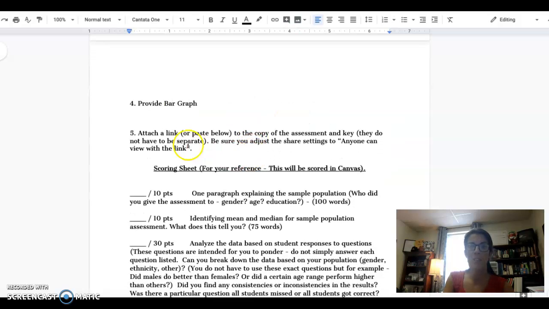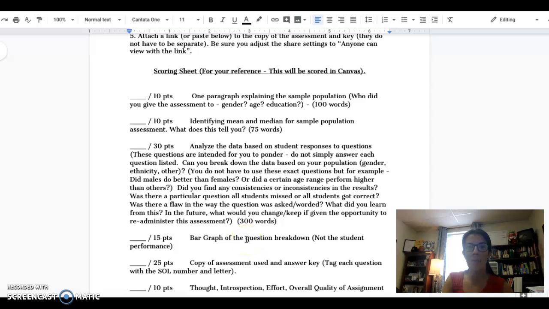The last thing that you'll need to do is include a link of your assessment, and then please be sure to review the point distribution on Canvas.